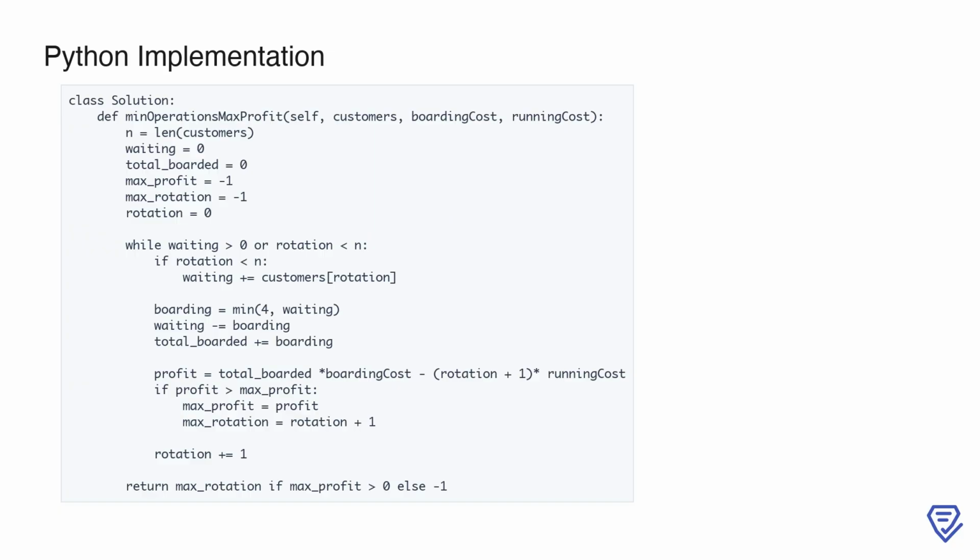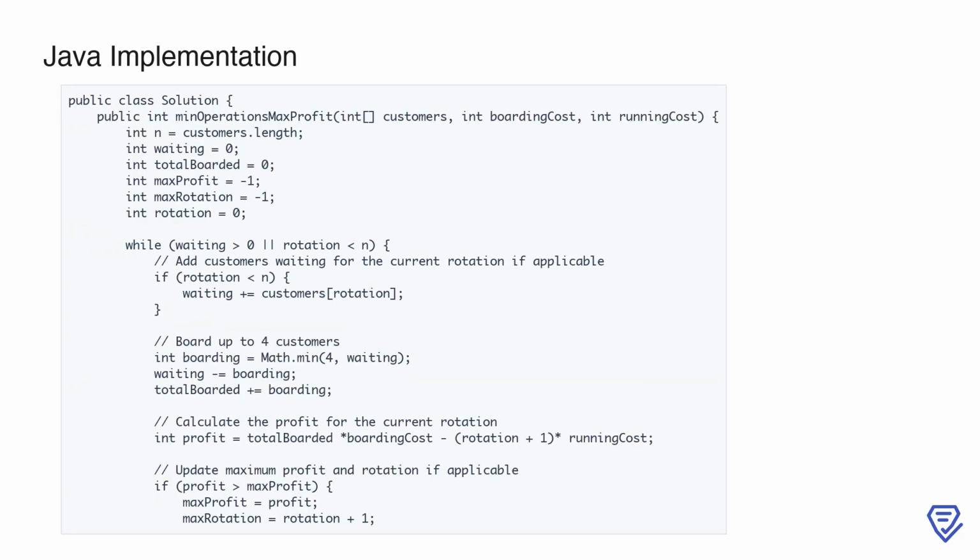This ensures that the solution accounts for scenarios where operating the wheel is not profitable. Here, we begin by defining the solution class and the method min_operations_max_profit. This method takes 3 parameters: an array of customers representing the number of people arriving in each rotation, the boarding cost per customer, and the running cost for each rotation of the wheel.